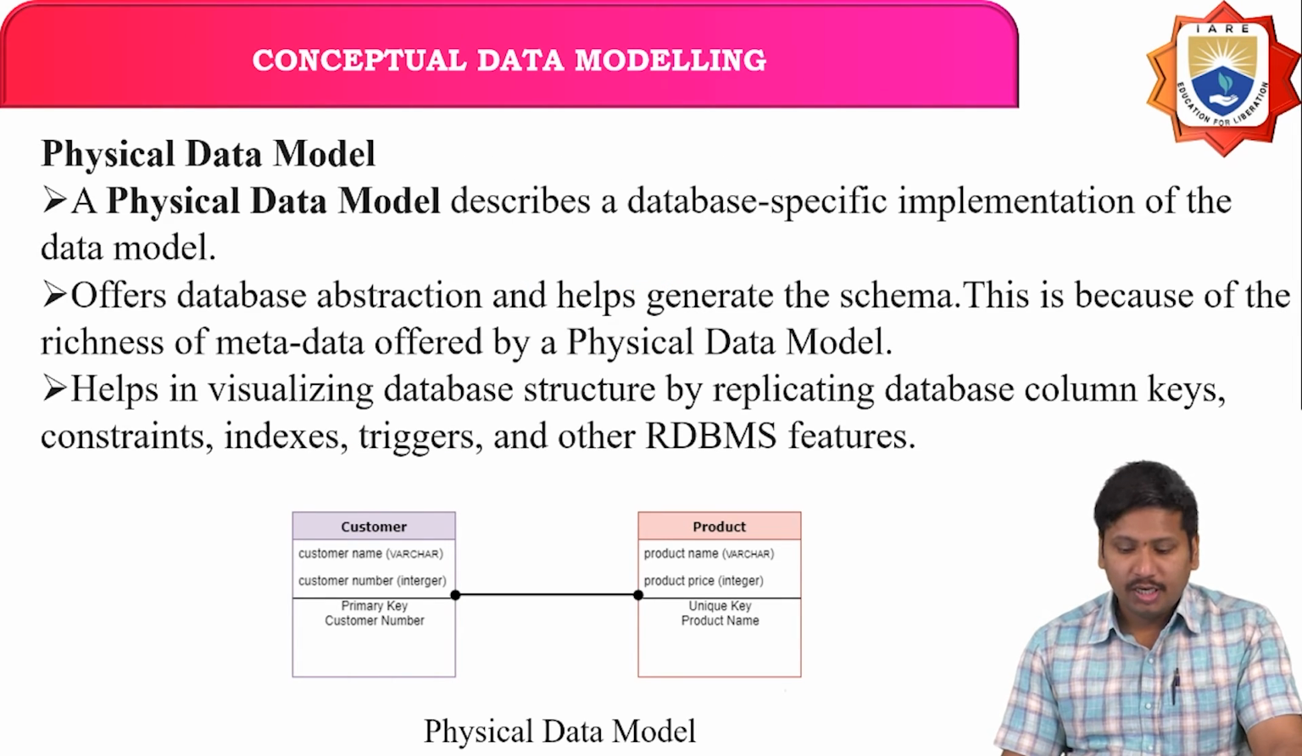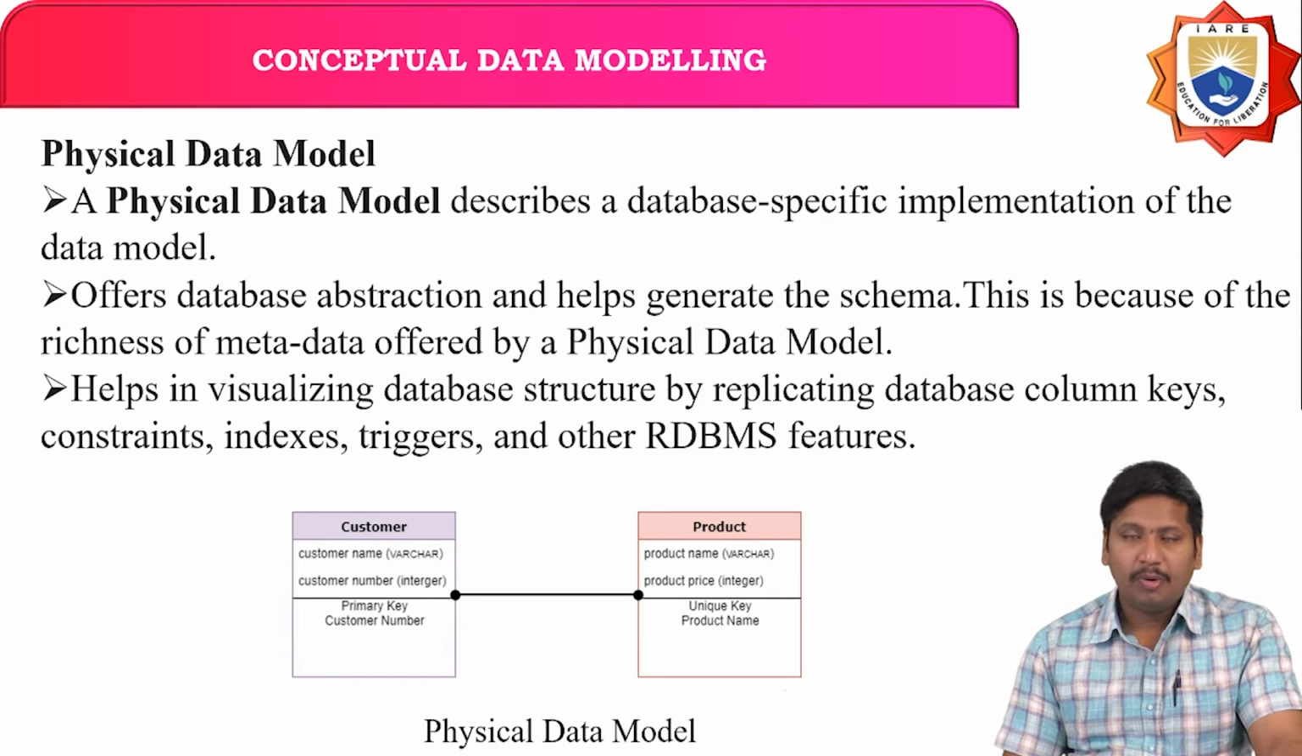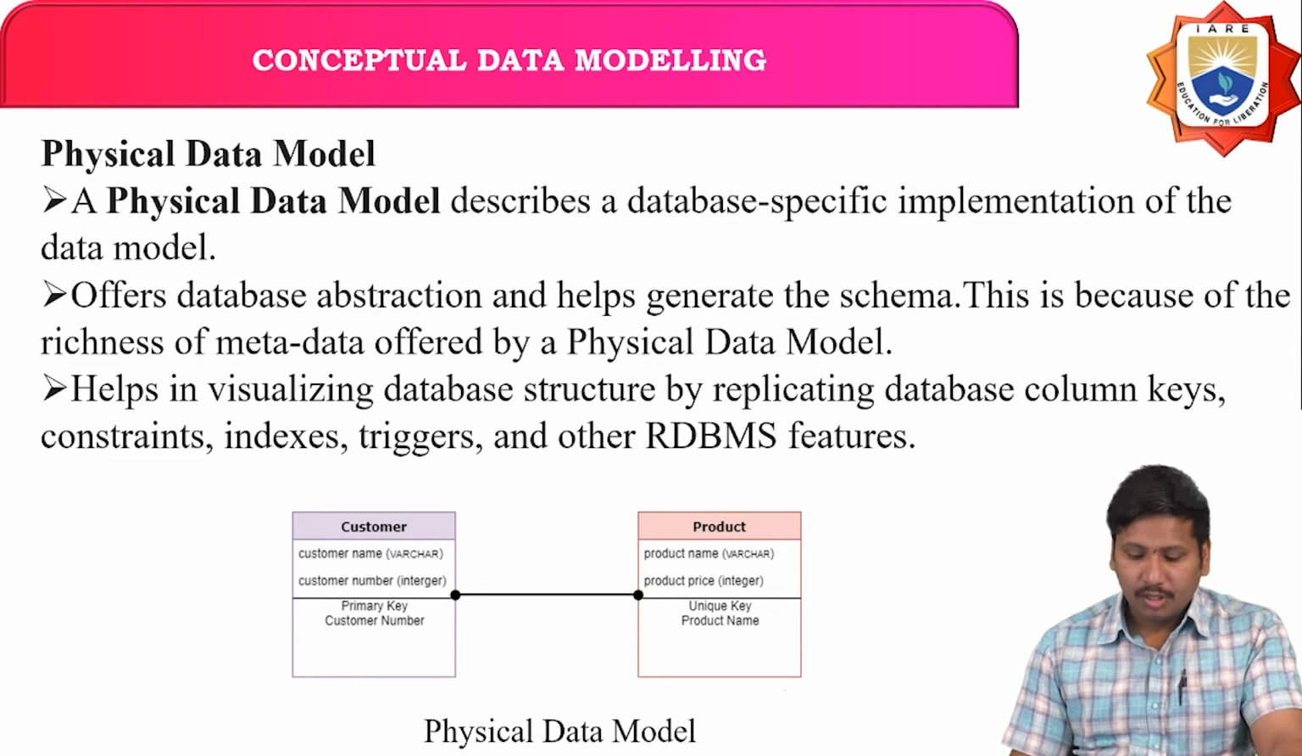And the next one is the physical data model. This physical data model describes a physical database and a specific implementation of the data model, which also offers database abstraction and helps to generate the schema. This is because of the richness of metadata offered by the physical data model, and it also helps in visualizing the database structure by replicating the database column keys, constraints, indices, triggers, and other relational database features.